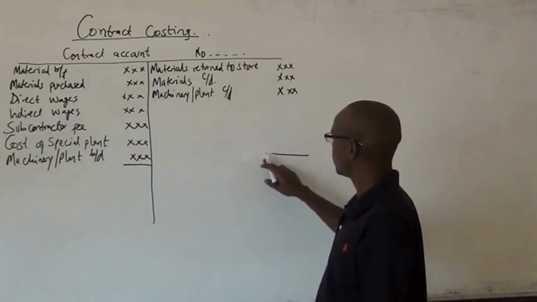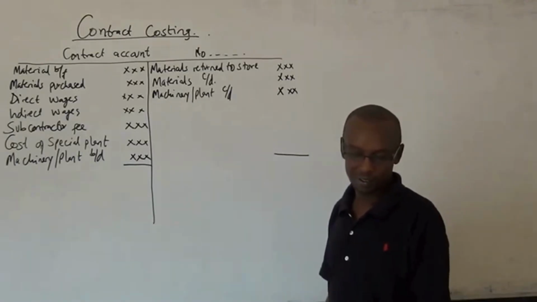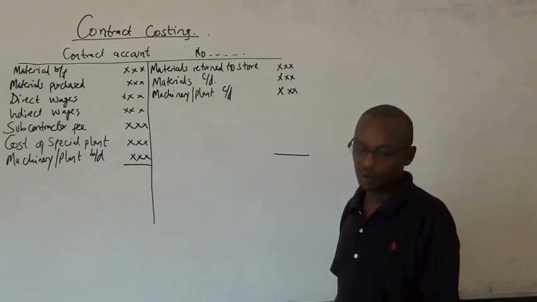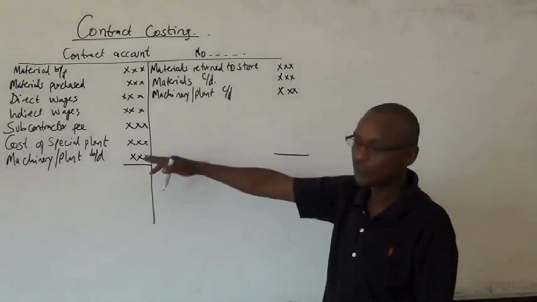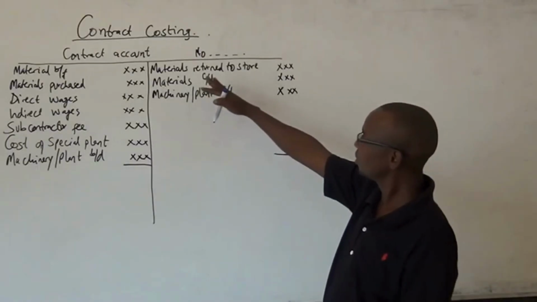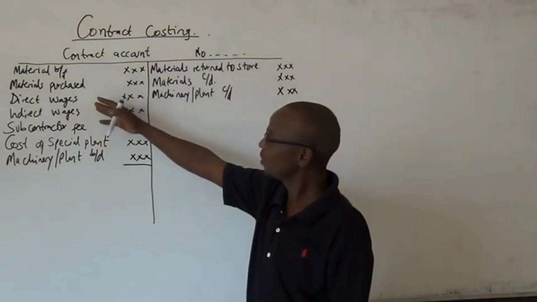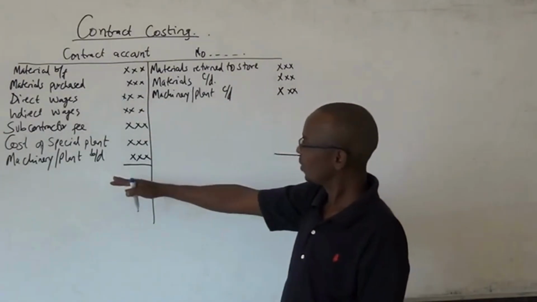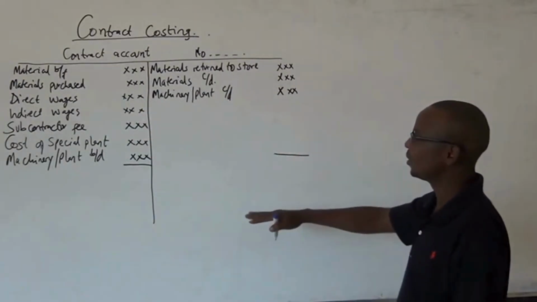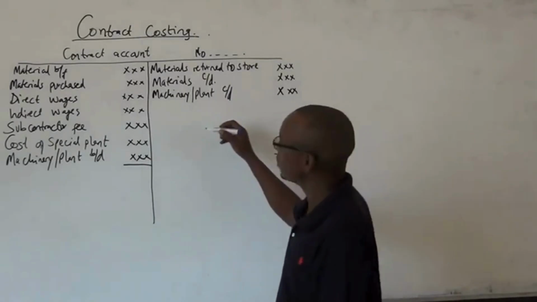Don't close completely, just put a total there. Okay? When you balance this, okay? But it's the materials. This is only the materials. The materials, the labor, and overheads. Okay? When you close this, you will get our balance carrying down here.